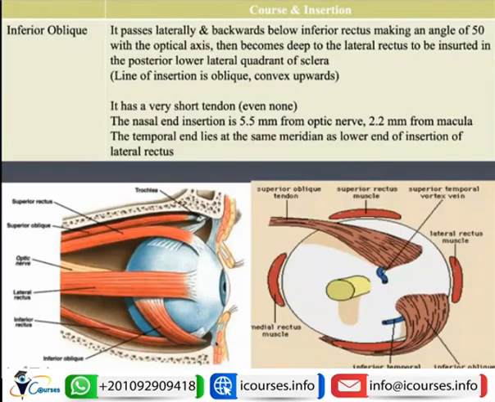For the inferior oblique, we said that it takes origin from the periosteal covering of the maxilla, and then it passes backward and lateral. So here it is moving backward and laterally to be inserted just below the inferior border of the lateral rectus muscle into the lower lateral quadrant of the sclera. So the superior oblique muscle is inserted into the upper lateral quadrant of the sclera, while the inferior oblique muscle is inserted into the inferior lower lateral quadrant of the sclera.